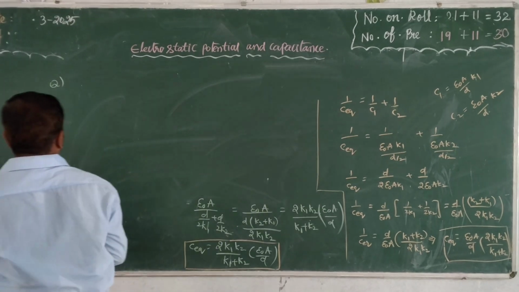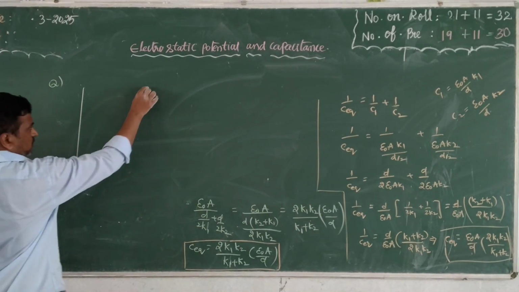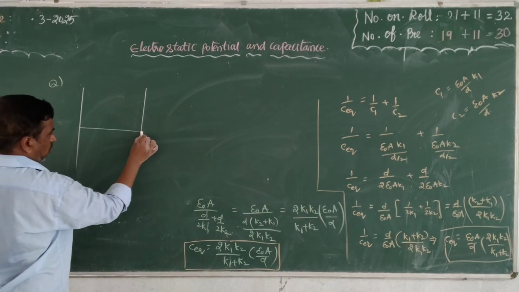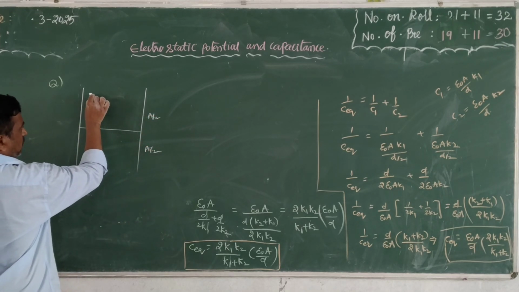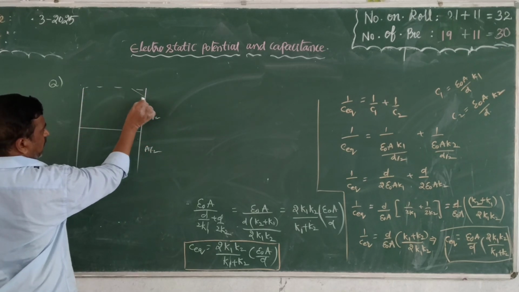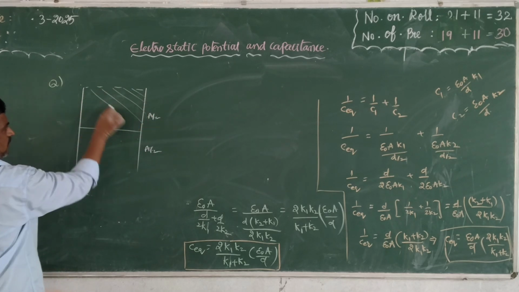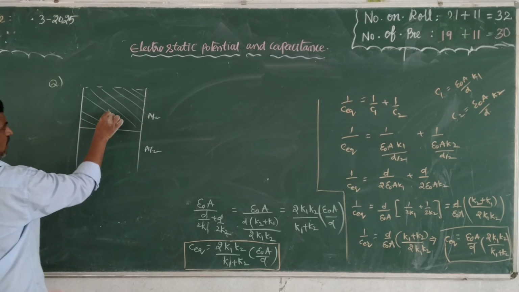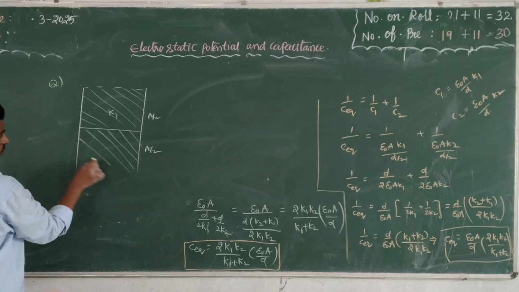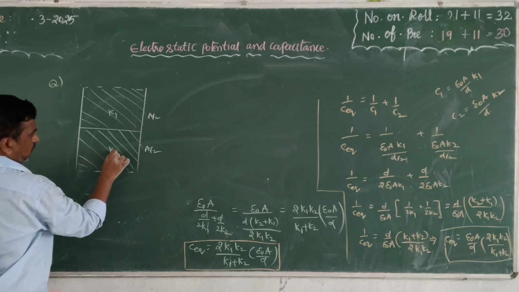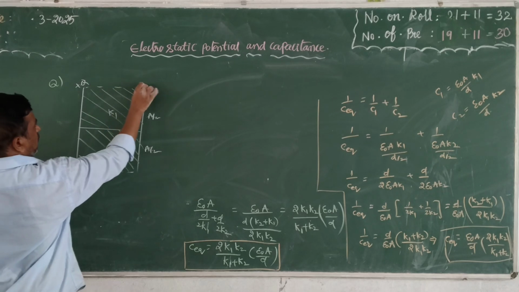See here, I write this one. So these are parallel plates, half is A by 2, half is A by 2. Here it is filled with dielectric. Its dielectric constant is K1, and this one's dielectric constant is K2. It is plus Q, it is minus Q.